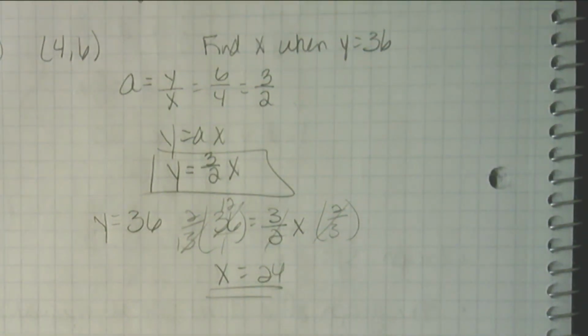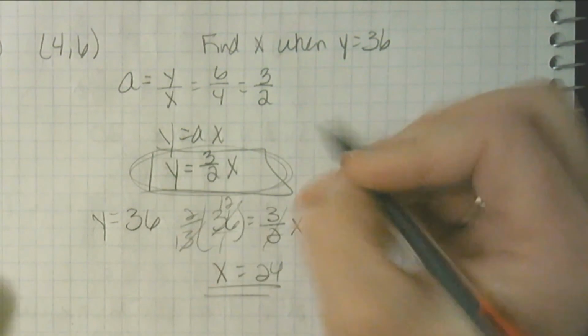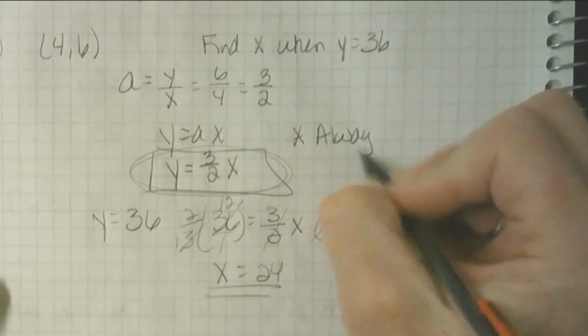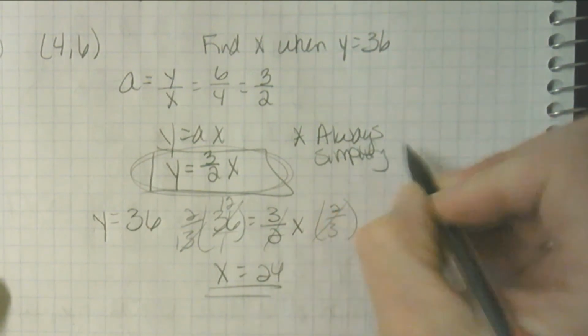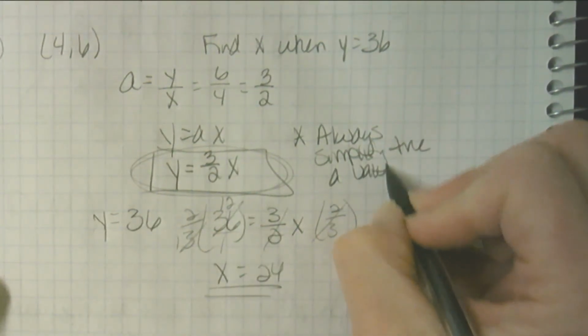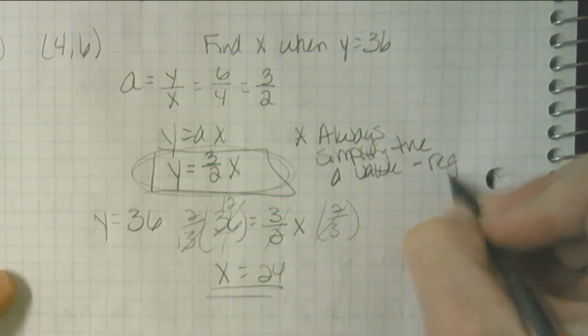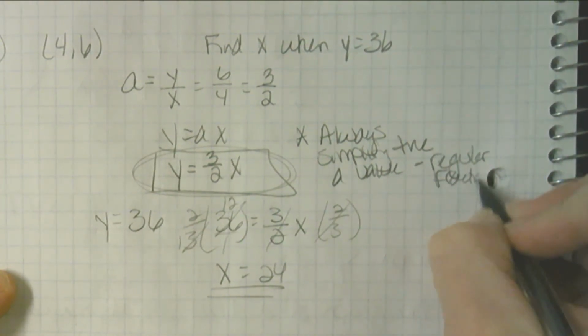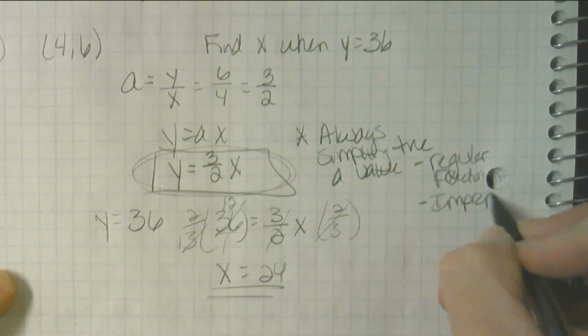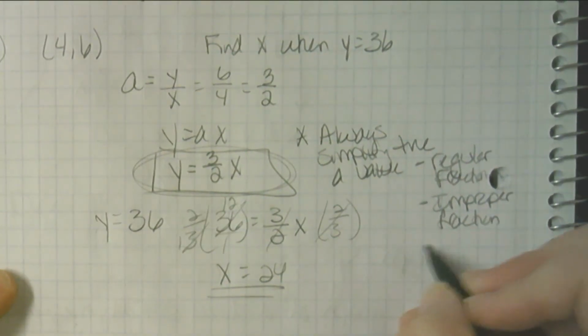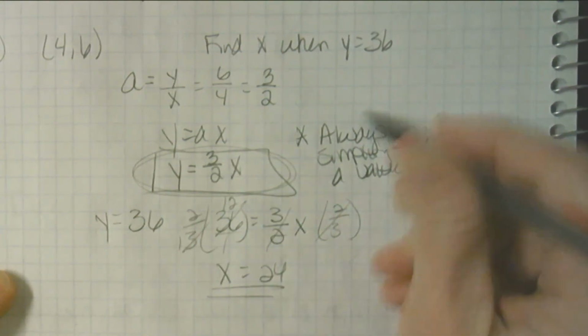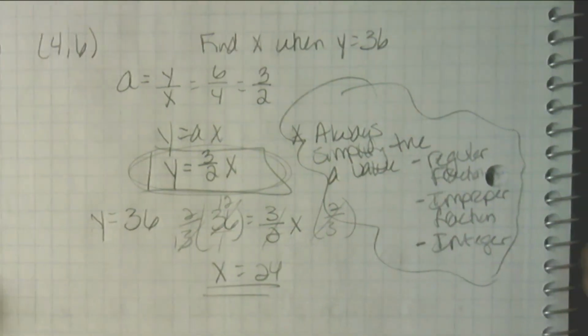Well, that's not simplified. I want that simplified. So let's make a note here. Always simplify the A value: regular fraction, improper fraction, integer. That's a great question. You'll get the same answer, but usually when we're writing equations, we want those to be simplified. Does that make sense? But you would get the same answer.